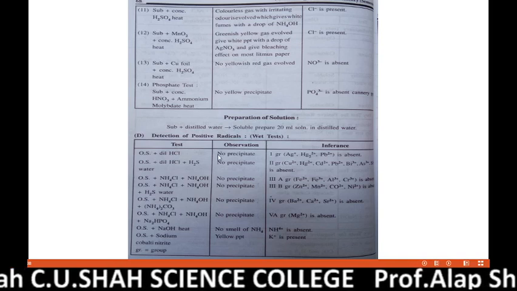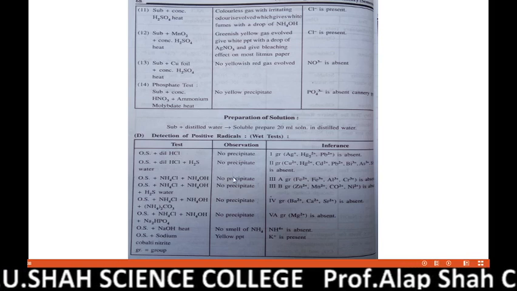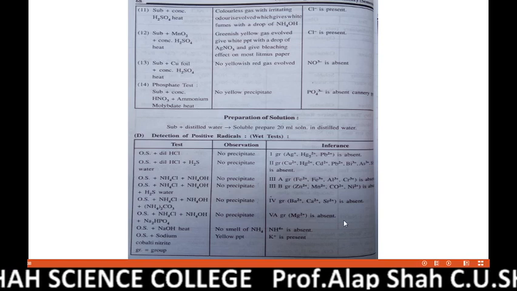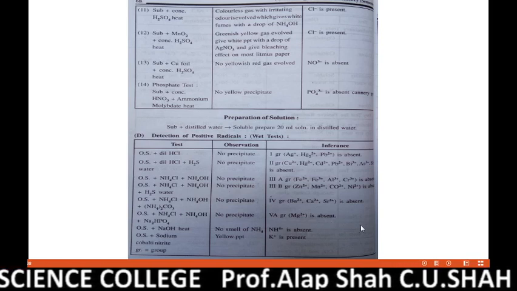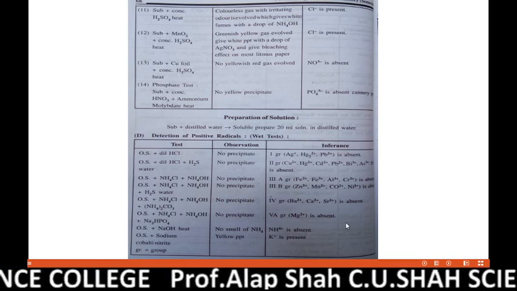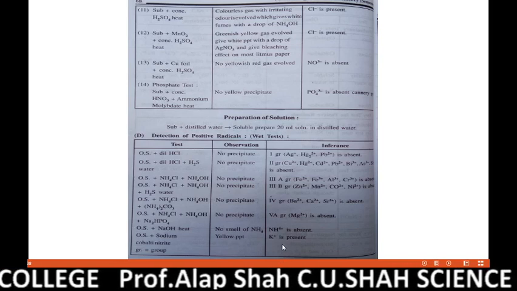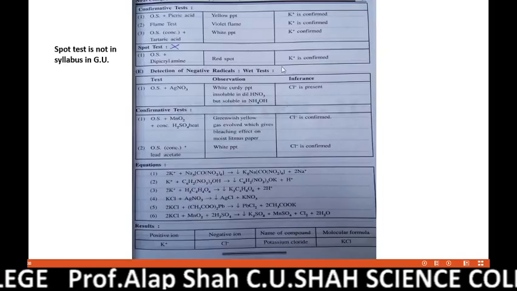So gradually we are checking the presence of all the groups. OS plus dilute HCl, first group absent if you don't get a precipitate. Second, third A, third B, fourth, fifth A, up to fifth A, everything is absent. So the 5B group is present. The 5B group consists of 3 cations: Na plus, NH4 plus, K plus. So we have to perform its separation, and K plus is present. Already it is detected from the flame test.